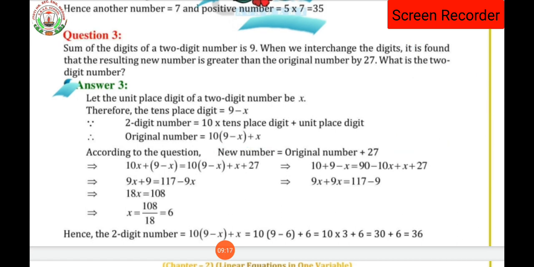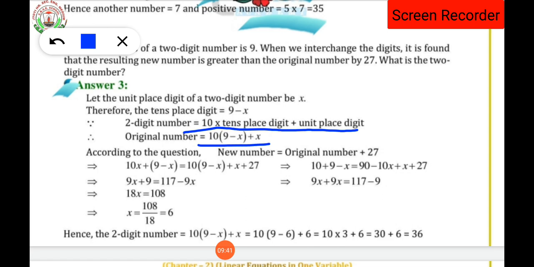यहाँ तक समझ आया? So let the unit place, that means the ones place digit of the 2-digit number, be x and the tens place digit will be 9 minus x. So when we expand here, यहाँ सिर्फ एक्सपैंडेड फॉर्म का फॉर्मूला लिखा हुआ है. तो एक्सपैंड करने पर हमको क्या नंबर मिलेगा? 10 into 9 minus x plus x, ये नंबर मिलेगा. उसके बाद नाउ इट इज़ इंटरचेंज्ड. इंटरचेंज दैट मीन्स वंस प्लेस वैल्यू विल बिकम 9 minus x and tens place value becomes x.